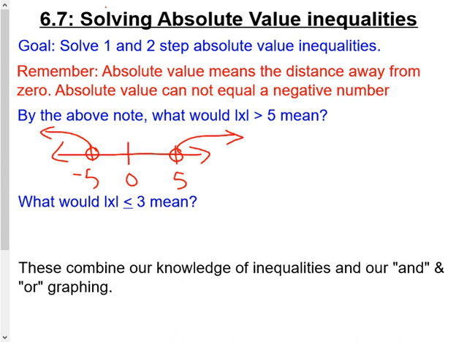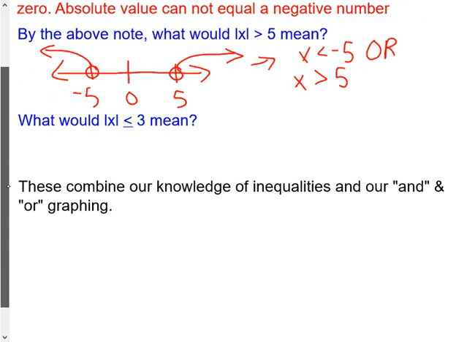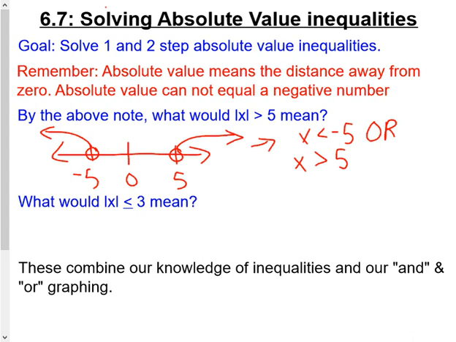Those are the solutions. But those also look like x is less than negative 5, or, because I drew both pieces, x greater than 5. So these greater than graphs look like the "or". Greater than and "or" are going to go together. Okay. Next, what would the absolute value of x less than or equal to 3 look like or mean?